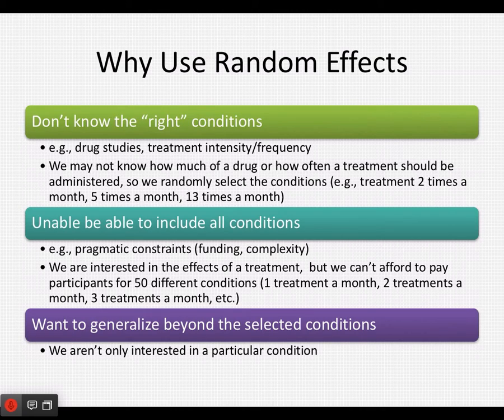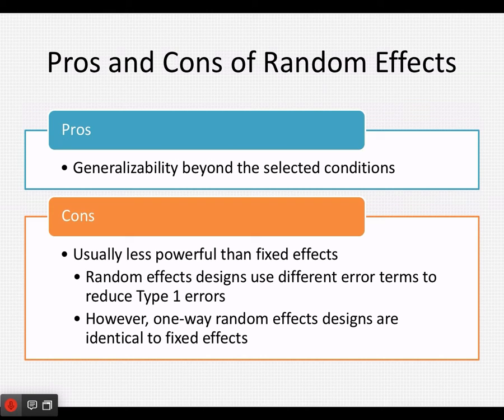So this is a summary of the reasons that we use random effects. One, we don't know the right conditions. Sometimes in drug studies, with treatment intensities, we're not sure how often or how long the effects take place, so we randomly pick some and try to generalize and see if there are any patterns. Sometimes it's not about not knowing, but we don't have the resources to include all the conditions, so pragmatic constraints: funding, complexity. And the third one is we want to generalize beyond the conditions. So these are the reasons we use random effects.